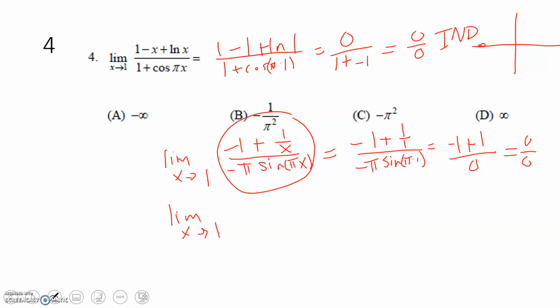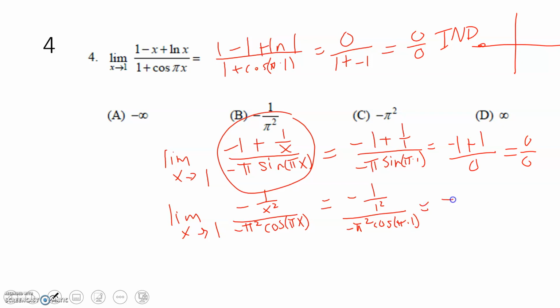The derivative of negative 1 is 0, and the derivative of 1 over x, so we are at x to the negative first, is going to be negative 1 over x squared, over, and then the derivative of sine of pi x is going to give us negative pi squared cosine of pi x. So then by direct substitution, this becomes negative 1 over 1 squared, and then negative pi squared, and then we have cosine of pi times 1.